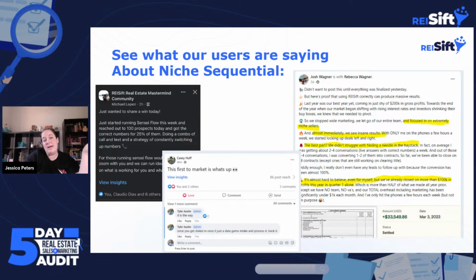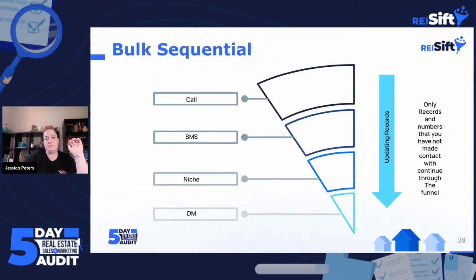Here's just some of our feedback on what people say about niche sequential, or sometimes they call it Sensei Flow or first to market. It has made a really big difference in a lot of people's business. And so we see really positive feedback on implementing that strategy.